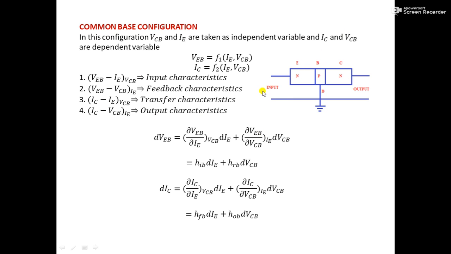In this case, VCB, that is the collector to base voltage, and IE, that is the emitter current, the input current, are taken as the independent variables, and the other variables, that is IC, the output current, and VEB, the input voltage, are the dependent variables.